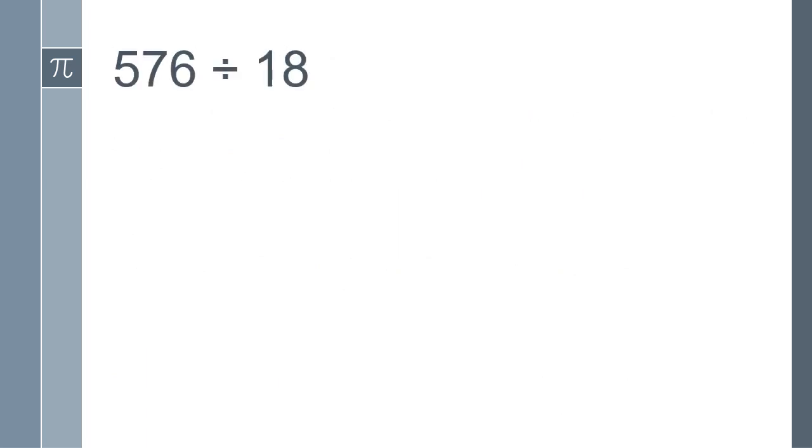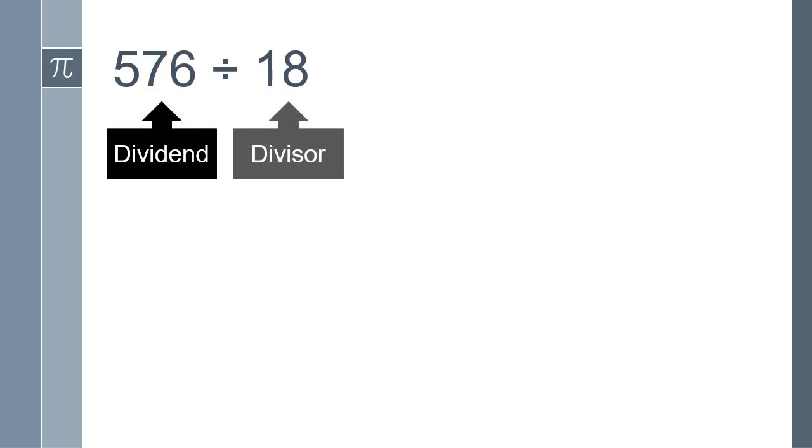Now if we had this sort of sum, 576 divided by 18, if I tried to use the repeated subtraction method or repeated addition to do this sum, it would get very complicated, it would take a long time, and it would be prone to mistakes. So we're going to look at a different method. And to explain this method, I'm going to introduce 2 new words. One is dividend, and this is the big number that you're dividing. The other word is divisor, and that's the number you're dividing by.